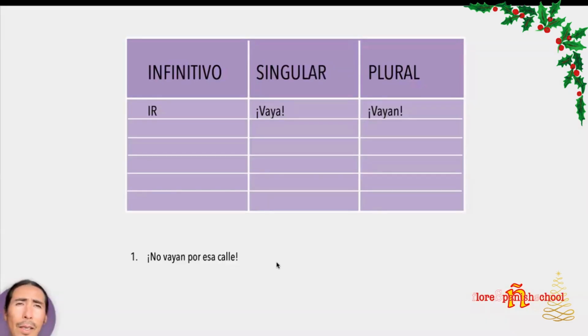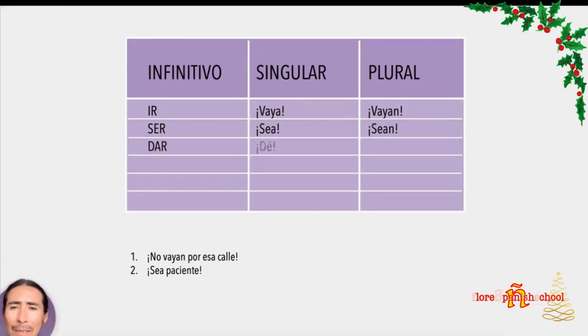Hey, guys, if you're talking with people that you don't know, maybe don't go down that street. It's dangerous. No vayan por esa calle. Ser, sea. And the plural, sean. Sea paciente. Be patient. Maybe to someone that you want to say, hey, please be patient. The teacher will arrive soon.